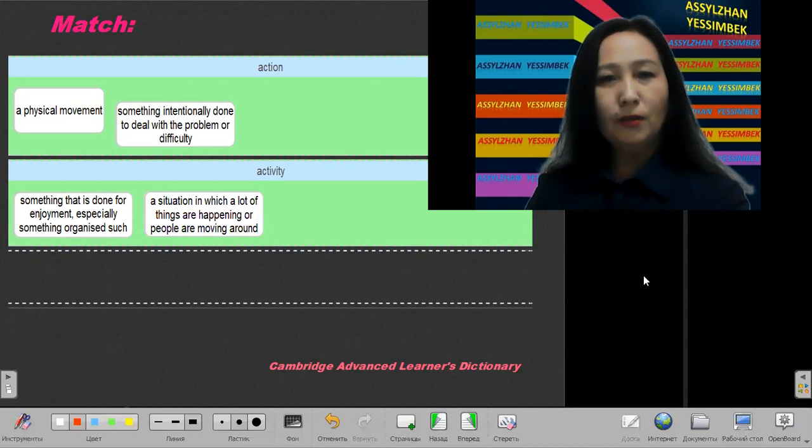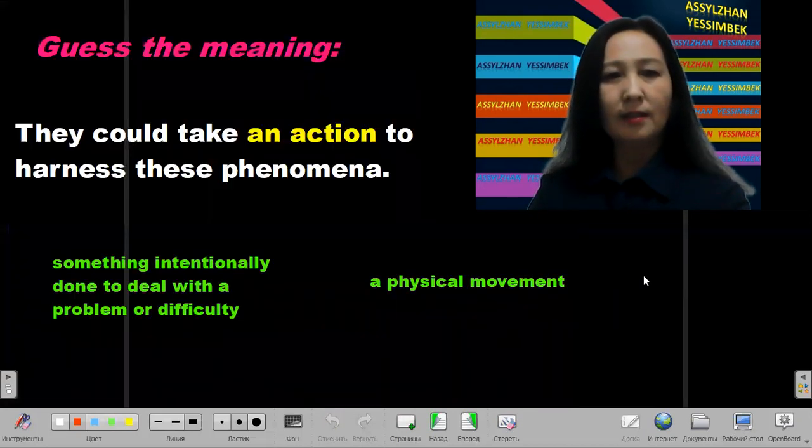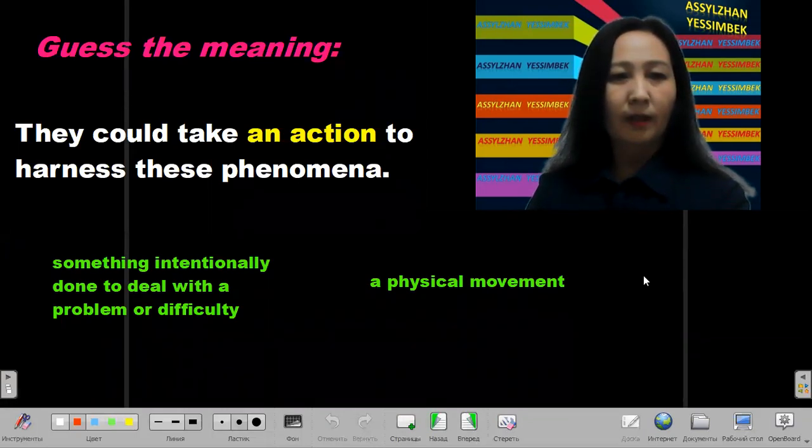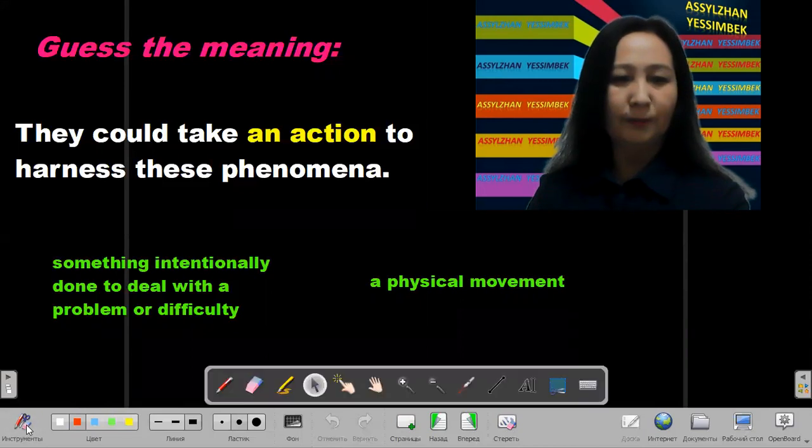And how to use them in context. Let's guess the meaning of the words. Let's see how well you have remembered and understood these meanings. Have a look at the sentence: They could take action to harness this phenomenon. So what do you think? What meaning of the word action is used here?